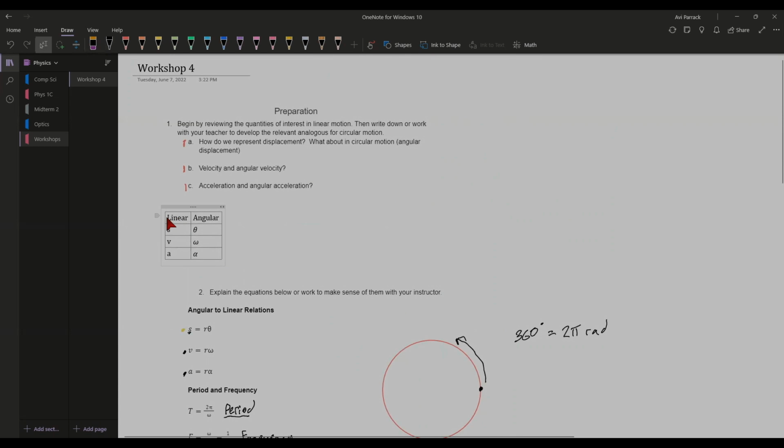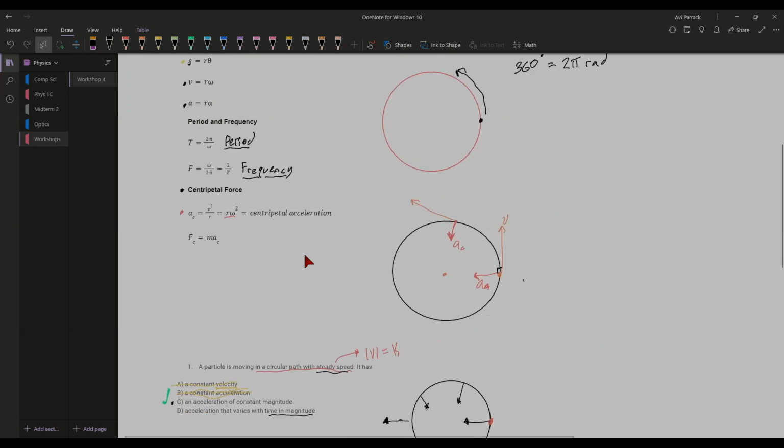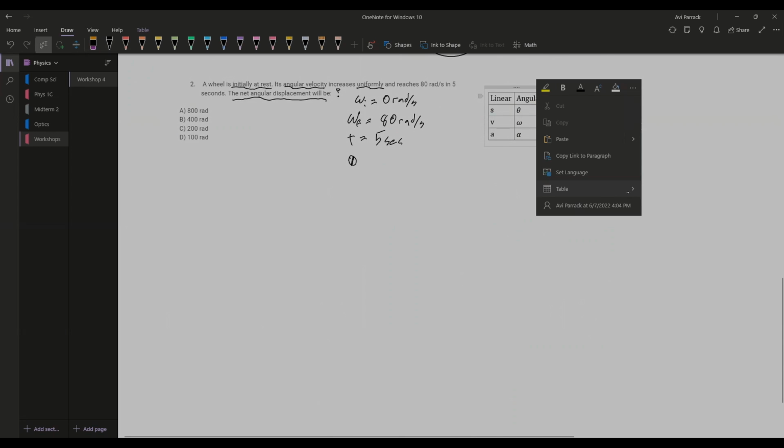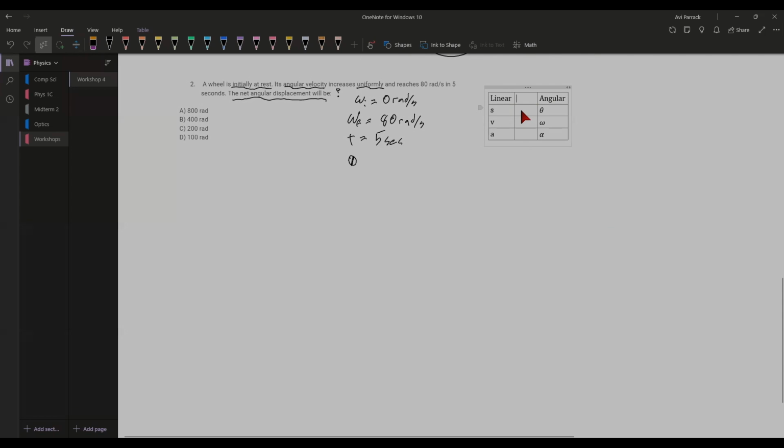Let's see if we can get this back for our reference. So theta was the angular displacement, right? Maybe I should have added another column to this. Let me do it. We insert on the left. Okay, we can say this is displacement. This is velocity. This is acceleration. Add some labels there.